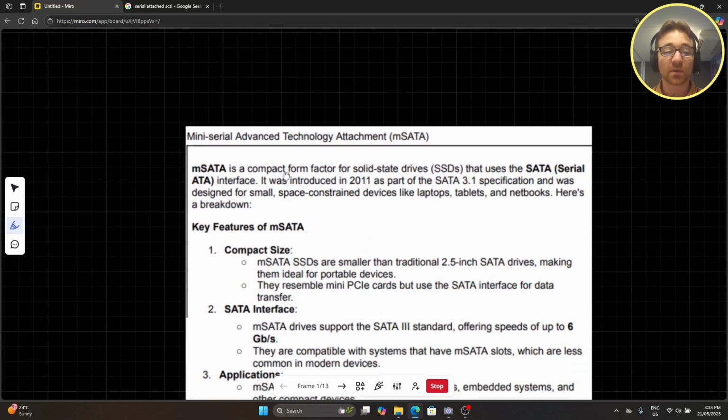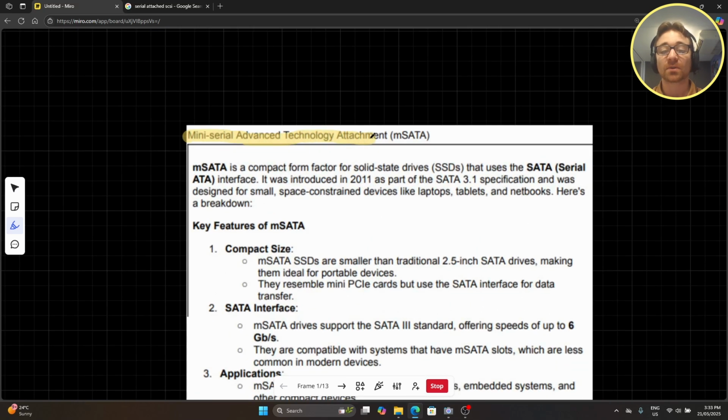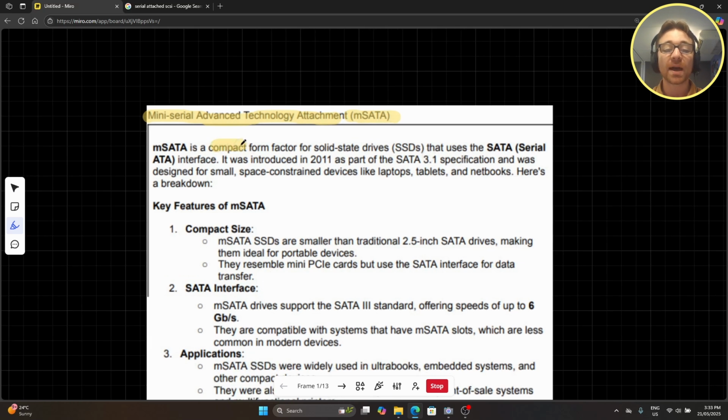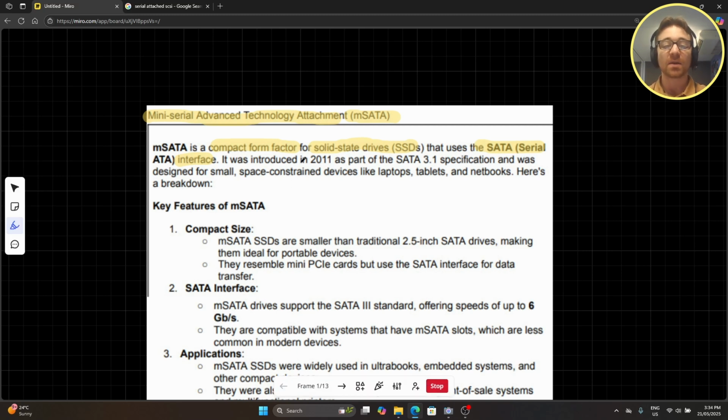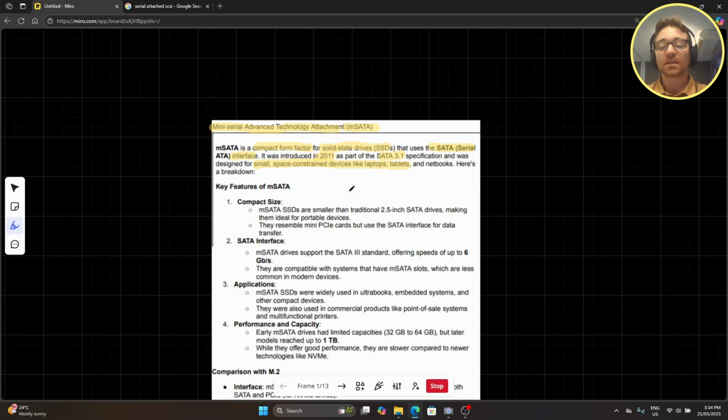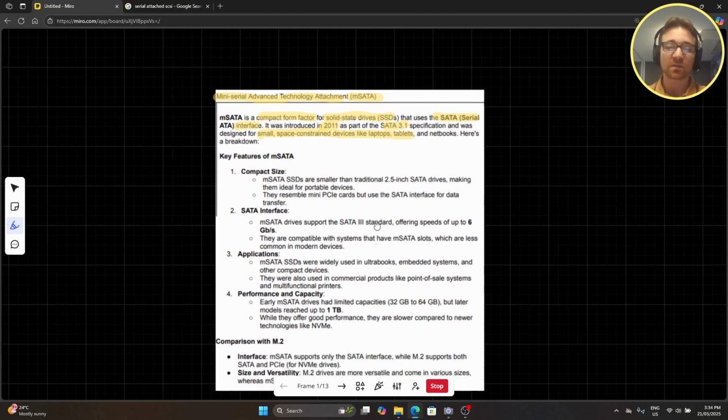The next one that we're going to have a look at is Mini Serial Advanced Technology Attachment, or mSATA. Now, this is a compact form factor, and again, remember, form factor just means shape and size of the solid state drive that uses the SATA interface. So if this uses SATA, that's not going to be as fast as NVMe. That's the key thing we want to take into account here. This is older than M2 drives. It was introduced in 2011 as part of SATA 3.1 and is designed for small space-constrained devices such as laptops, tablets, etc. Basically, it's a small compact version, but it's not as fast as M2.